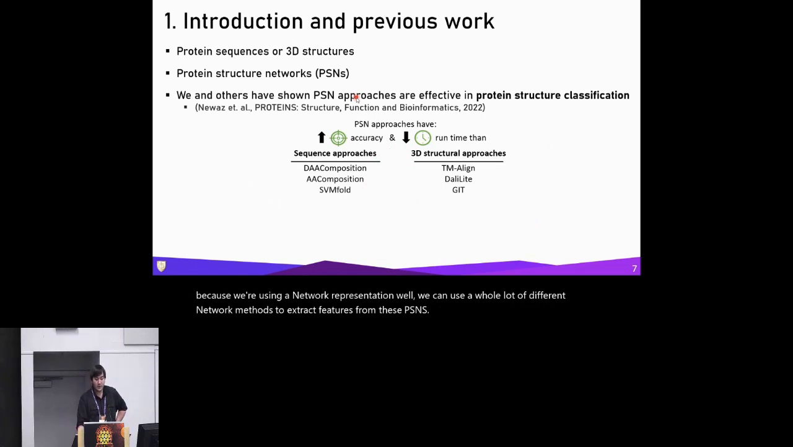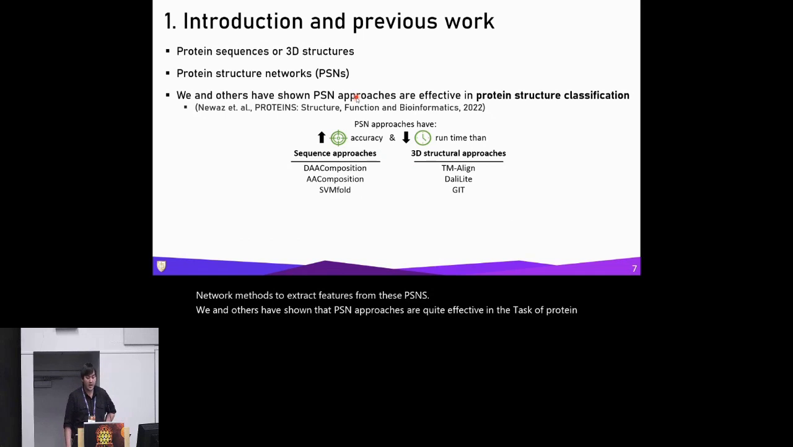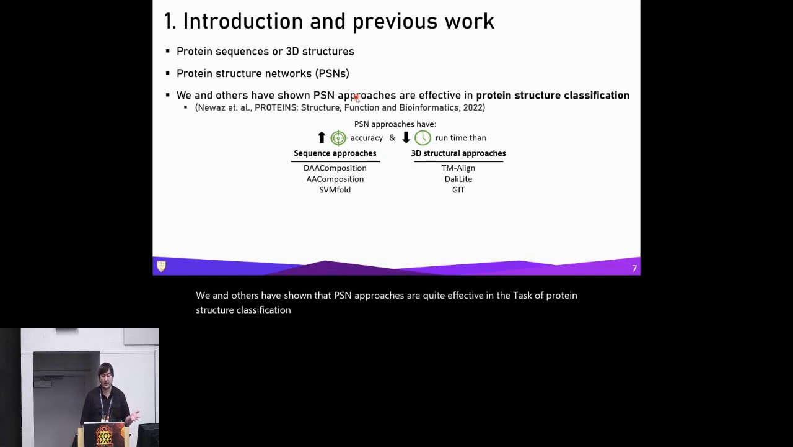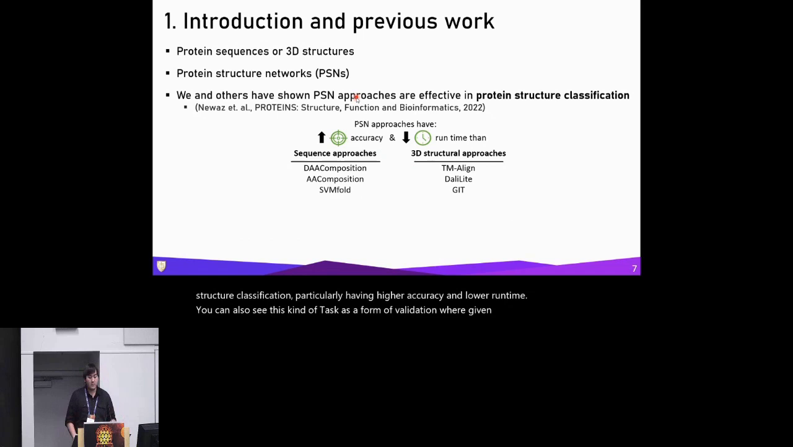We and others have shown that PSN approaches are quite effective in the task of protein structure classification, particularly having higher accuracy and lower runtime. You can also see this kind of task as a form of validation, where given the features of a protein, whether it be sequence or 3D structural, one can correctly predict which structural classes they correspond to, such as those in CATH and SCOPe.